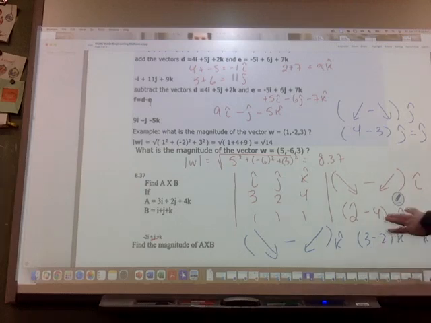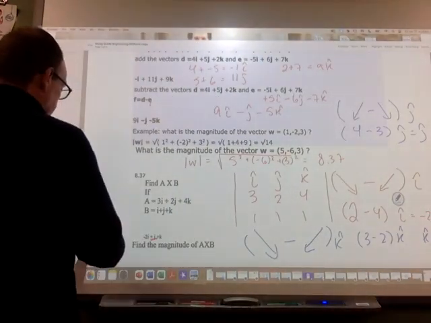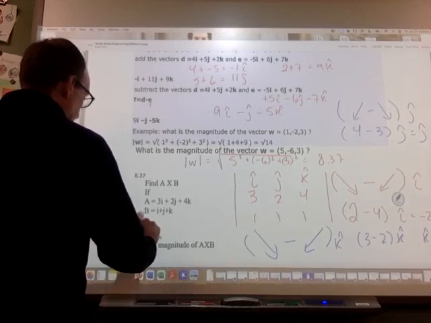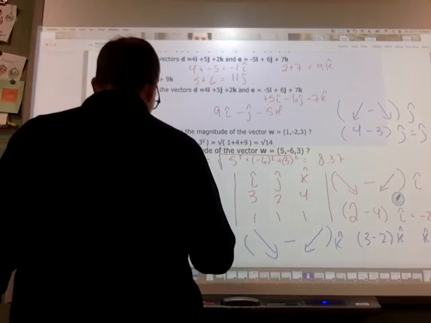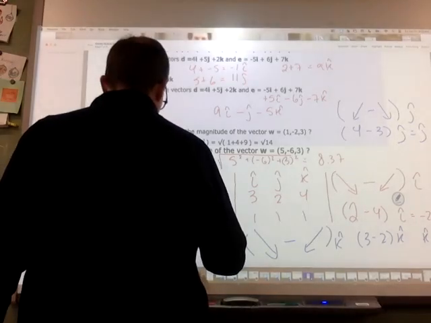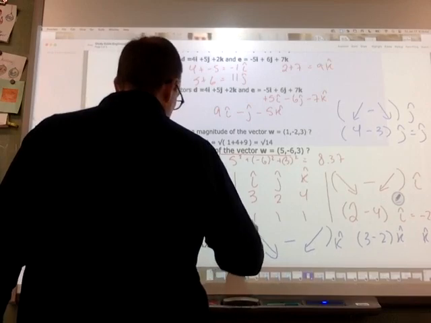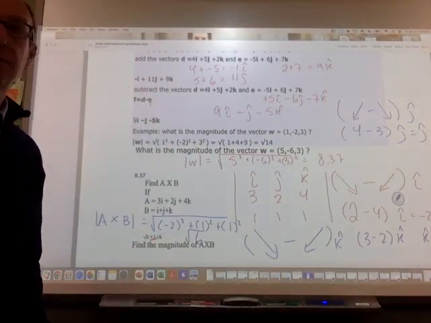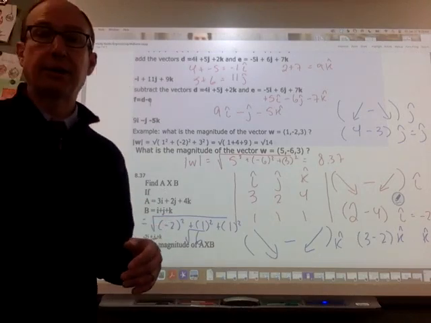All right, now to find the magnitude of this vector cross product, I'm just going to take the square root. So I can put A cross B, magnitude is just going to be the square root of each of the terms. So I have negative 2 squared plus 1 squared plus 1 squared, and this gives us radical 6. So that's the length of this three-dimensional vector.